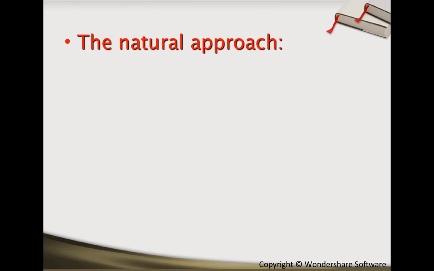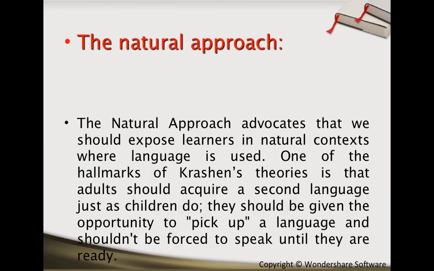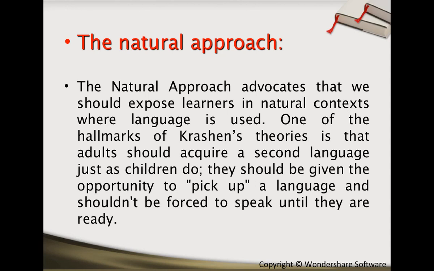That is to say, they perform more than they produce output. So the natural approach advocates that we should expose learners to natural contexts where language is used. That is to say, we should create conditions in which we teach language which reflect the natural conditions outside the classroom. One of the hallmarks of Krashen's theories is that adults should acquire a second language just as children do.